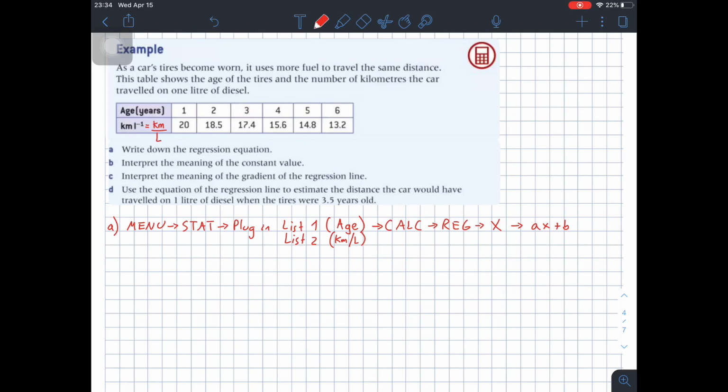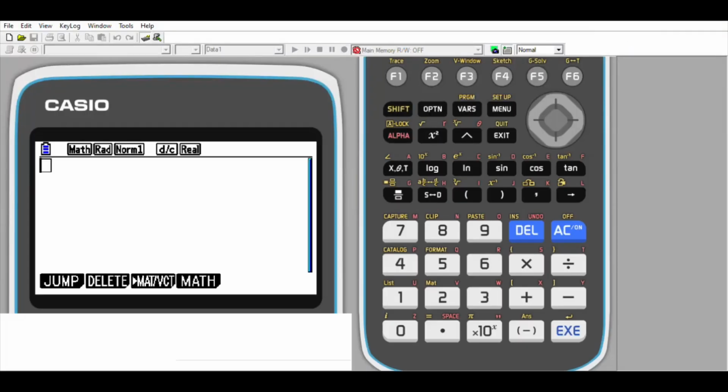So we're going to go to the calculator for a second. Okay, so now you're able to see the calculator here, right? So how do we plug in this information?